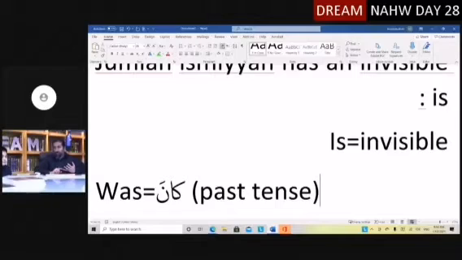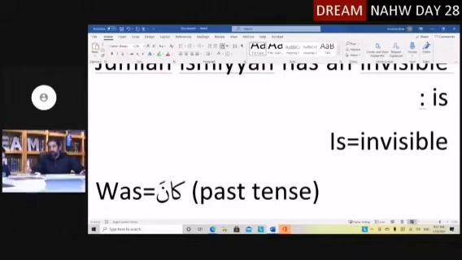Huwa kana, huma kana. This is not a normal past tense, so you're gonna have to do this with me. I'll say it, then you'll repeat it. Huwa kana. Huma kana. Hum kanu. So far, it sounds like huwa nasara, huma nasara, hum nasaru. Hiya kanat. Huma kanata. So far, it sounds like hiya nasarat, huma nasarata.